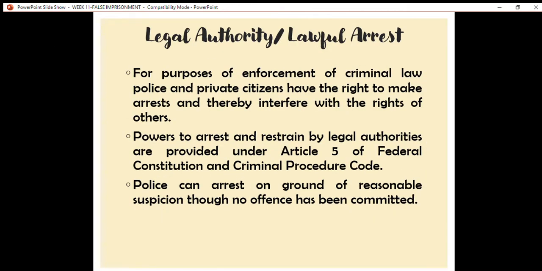Defense of legal authority or lawful arrest. The police have a defense of legal authority for the purpose of enforcement of criminal law. Police and private citizens have the right to make arrests and thereby interfere with the rights of others, but they must follow the federal constitution and criminal procedure code.